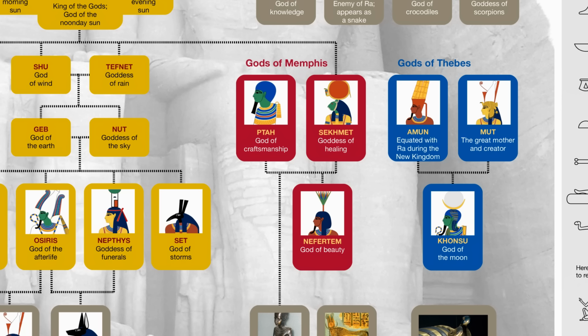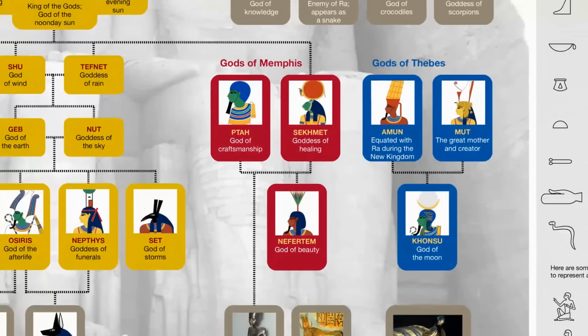His consort was Sekhmet, the goddess of healing, and together they were the parents of Nefertem, the god of beauty, although sometimes his mother is said to be Sekhmet's sister, Bastet. She's the goddess with the head of a cat.